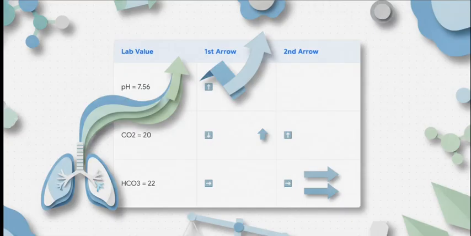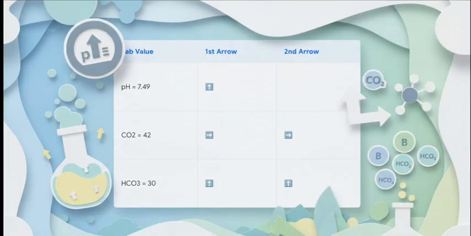Moving to example 5, our pH is high, first arrow up. CO2 is quite low at 20, first arrow down. Bicarb is normal. Applying ROMS, that low CO2 creates an opposite, upward-pointing second arrow. This second arrow perfectly locks in with our alkalotic, upward-pointing pH. The result? Respiratory alkalosis.